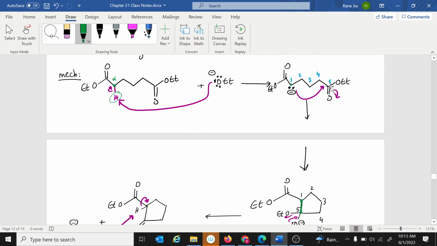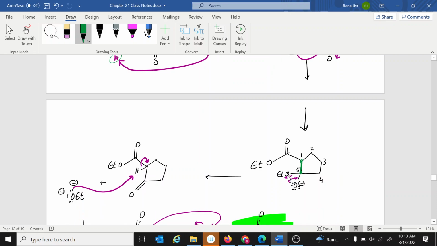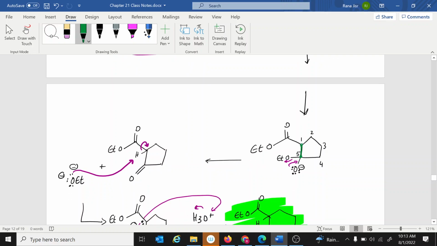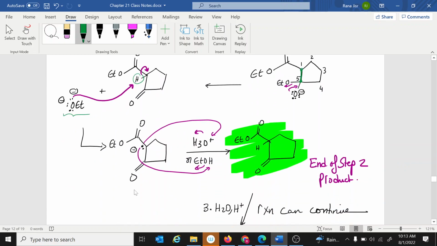So on 5, I have an O negative and an O ethyl. Just go ahead and write it down in there, because I know that with Claisen condensation, the O ethyl needs to be gone by resonance in there. So you form your carbonyl. And then you're going to use another O ethyl to take that alpha hydrogen, create the enolate, and with the solvent, you are protonating again. And that is the end of the step 2 product.